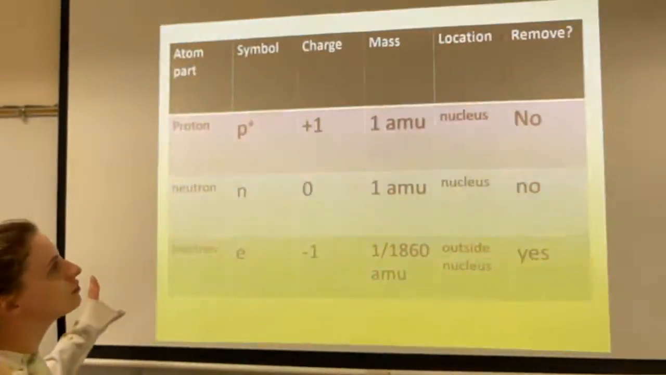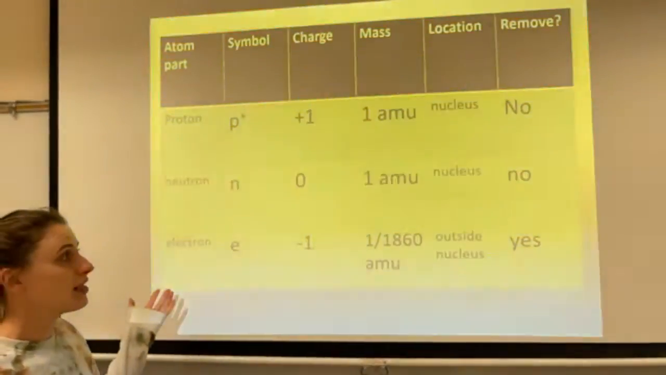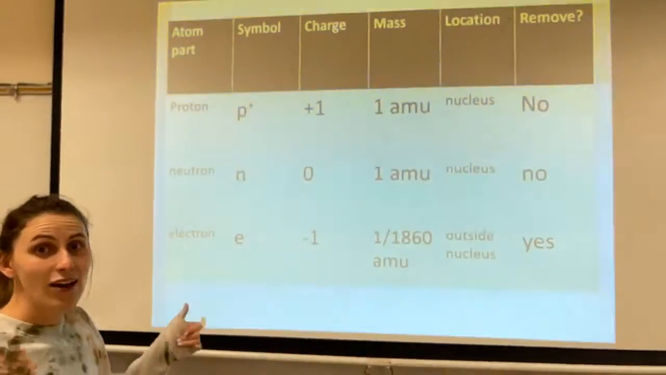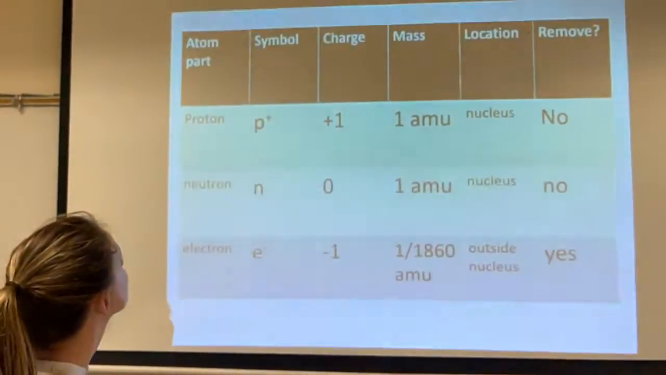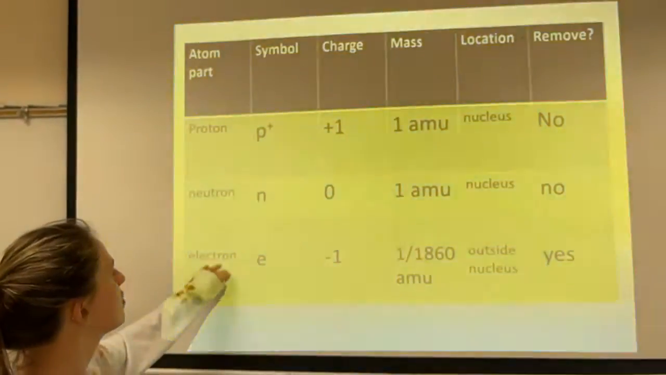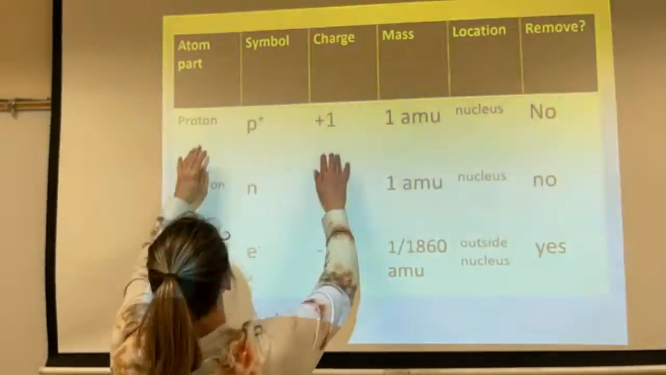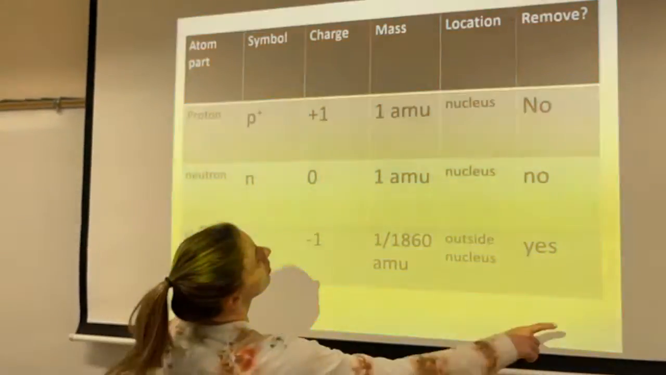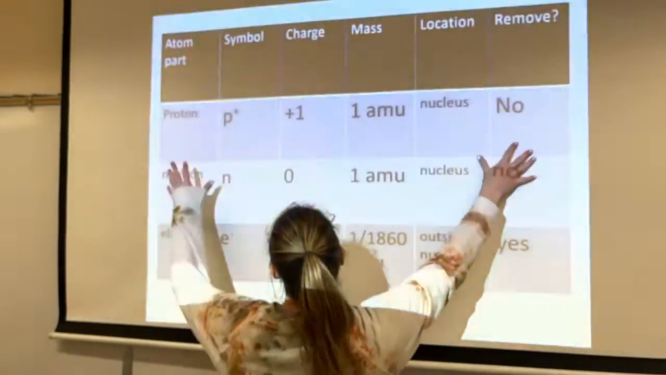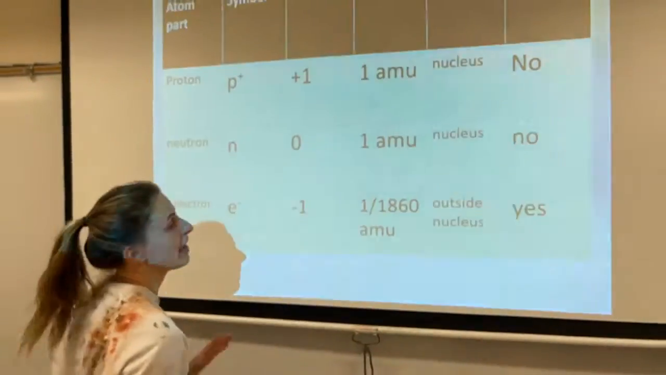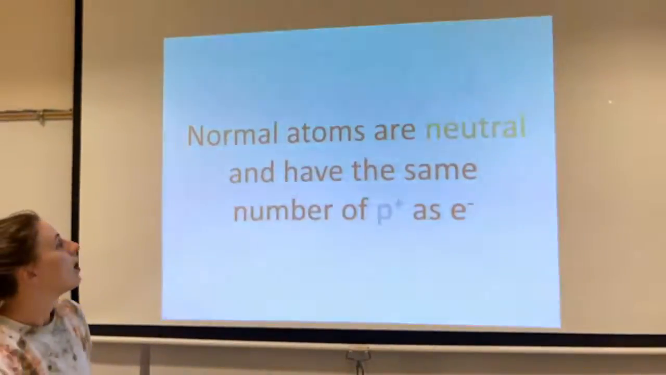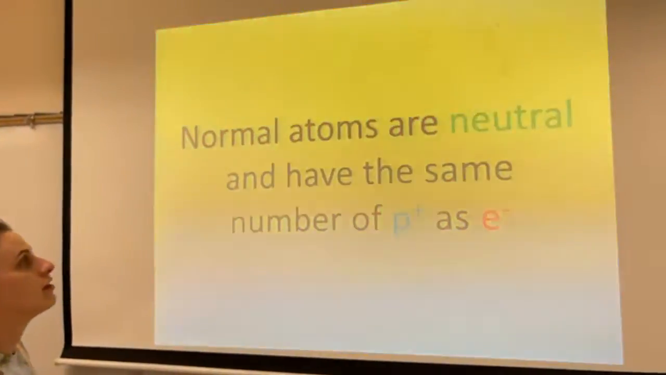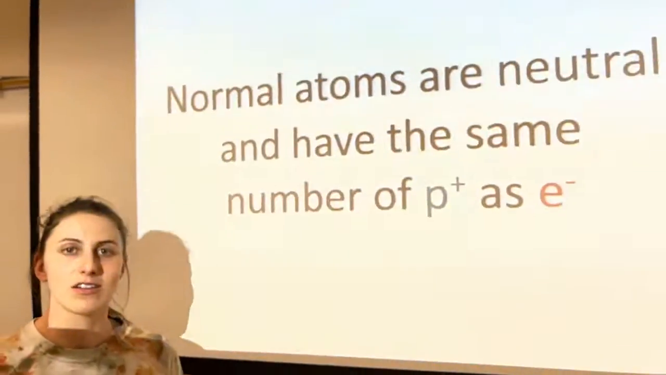So, review for you. You should have this in your notes already. See if you can find it. This is stuff about the atom parts. We've got protons, neutrons, electrons, and symbols for each. Protons are positive, electrons are negative. Neither protons nor neutrons can be removed, but electrons can be removed. Normal atoms are neutral and have the same numbers of protons and electrons. You guys know this already.